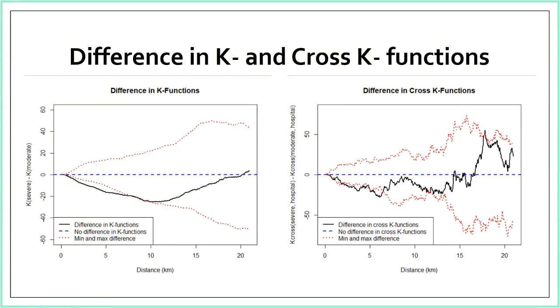And here we found that moderate hospitalizations tend to cluster more around the two ChristianaCare hospitals than severe hospitalizations. And this difference was seen up to about 15 kilometers, but only significant at some of the smaller distance interval levels.